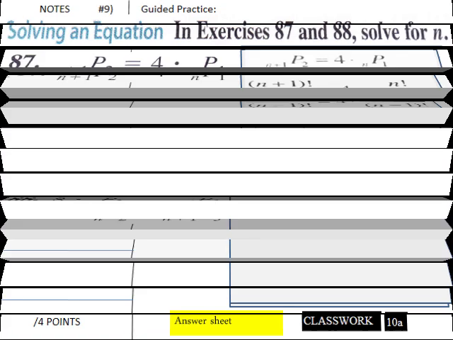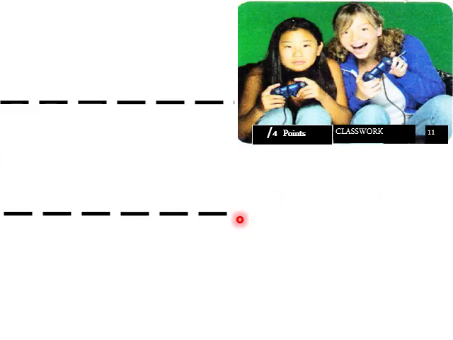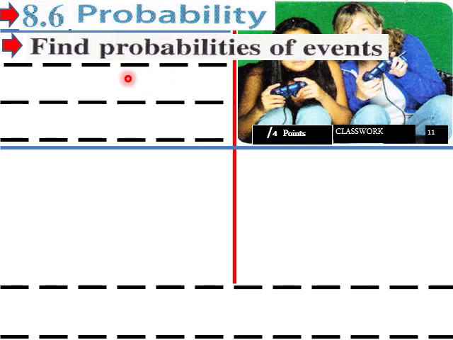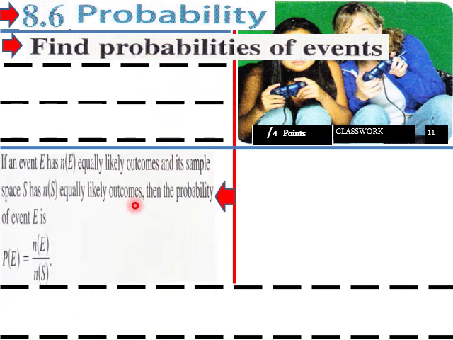And then finally into 8.6, probability. Find probabilities of events. An example of a probability of an event would be n of E over n of S. If event E has equally likely outcomes, and its sample space S has n of S equally likely outcomes, then the probability of event E would be this.